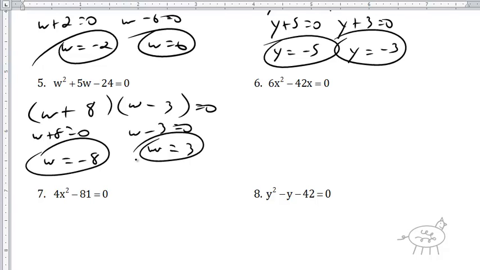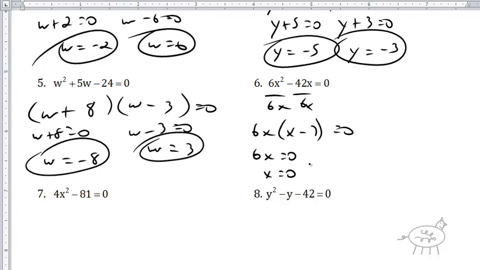Okay, this one's greatest common factor. Going to factor out a 6x. So you get 6x times x minus 7. So 6x equals 0. So basically x is 0 here, and x minus 7 equals 0. So x is 7. So 7 and 0.